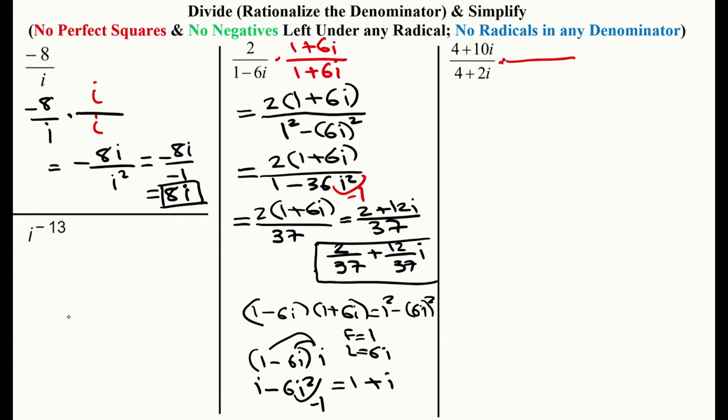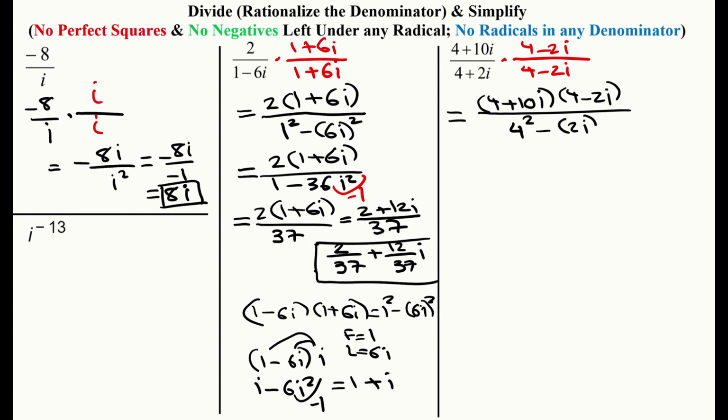All right, we'll come back. So now we're going to go ahead and multiply the numerator and the denominator by the conjugate of the denominator. Remember, it's the denominator we're trying to rationalize. So by 4 minus 2i, and when we do so, we end up with 4 plus 10i times 4 minus 2i on the top, and we end up with, remember, product of conjugates is the difference of squares. So 4 squared minus quantity 2i squared.